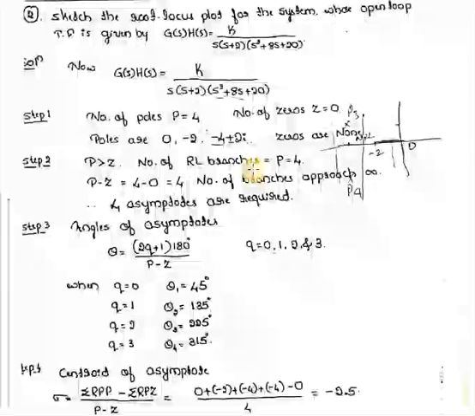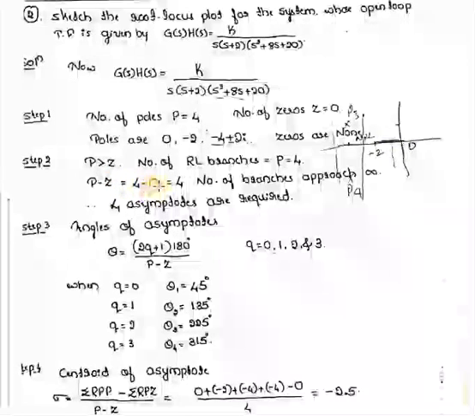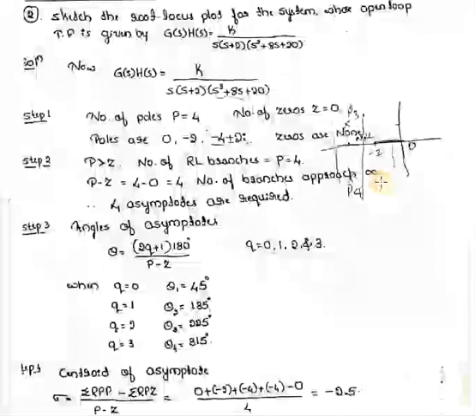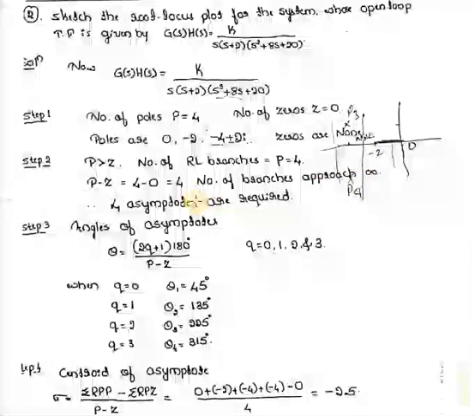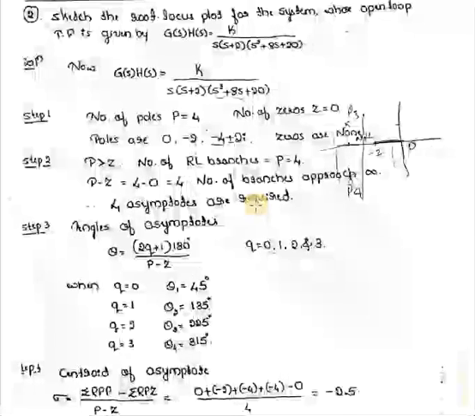Now you need to identify the number of branches that approach infinity. So P minus Z you need to find out. P is 4, Z is 0. So 4 is the number of branches approaching infinity. Therefore 4 asymptotes are required to plot the root locus.